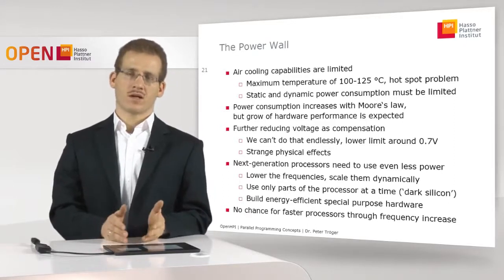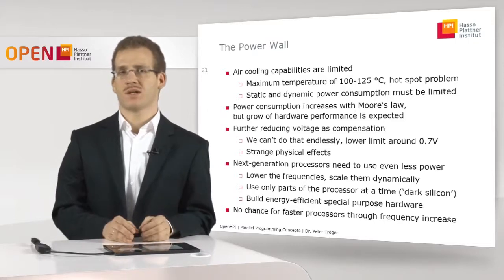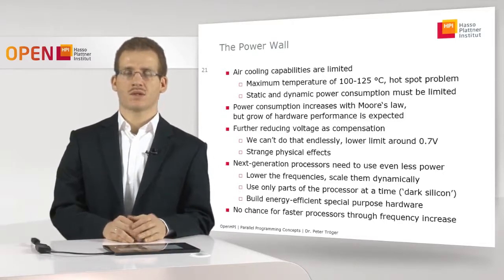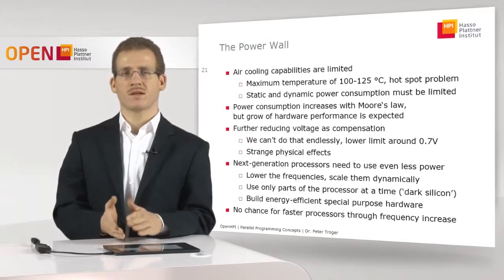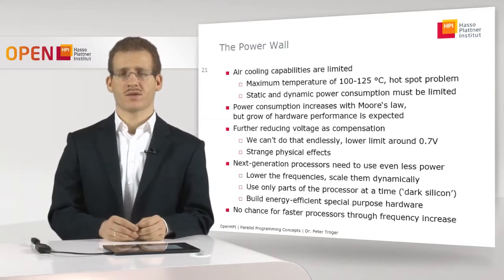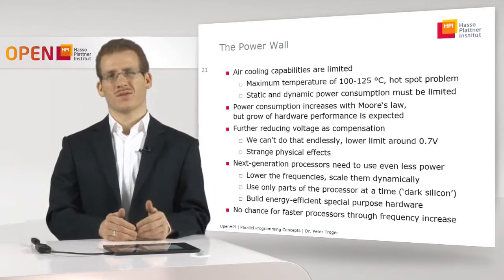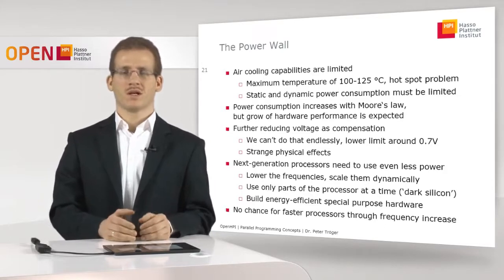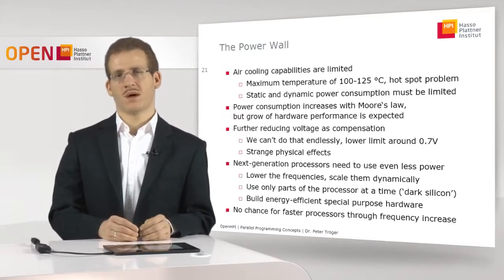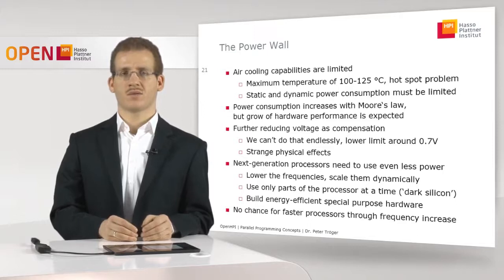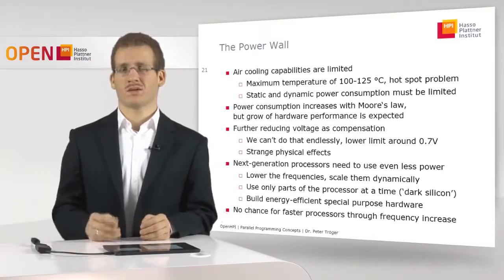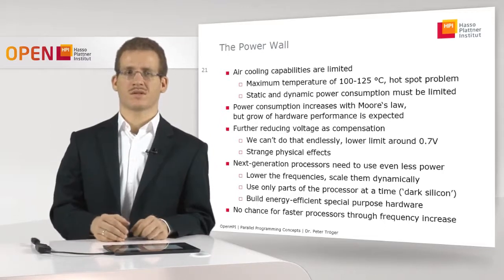You may say, okay, then let's reduce the voltage again. This worked quite well for the last decade, so this may be another option. But since we are already close to the physical limits, we start to get strange physical effects in the processor hardware, so reducing voltage is also no longer an option. So we're now facing the situation that the next and upper next generation of processor hardware needs to consume not more power, but even less power in order to deal with the increasing transistor count.